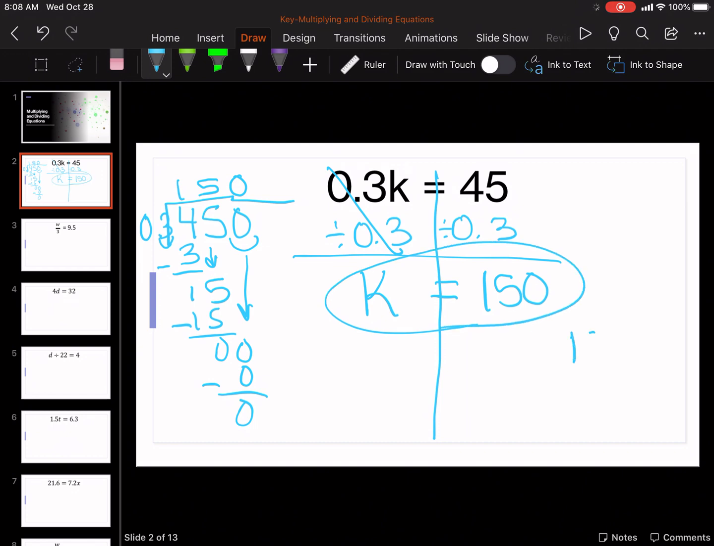Again, how can we check this? We can do 150 times 3/10, 0, 15, 3 plus 1 is 4. Move the decimal over once, and you get 45, and you get a happy teacher. You can always plug it in and check it.